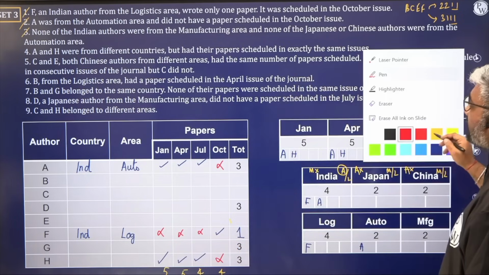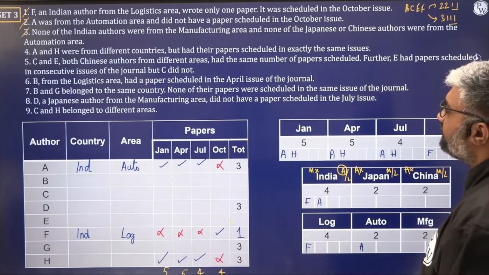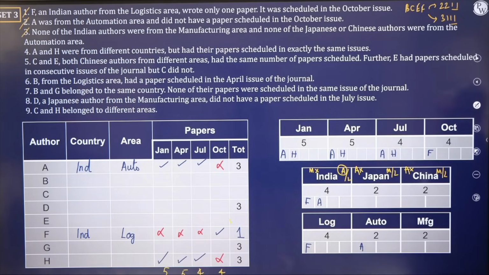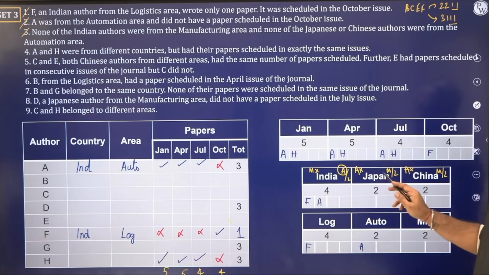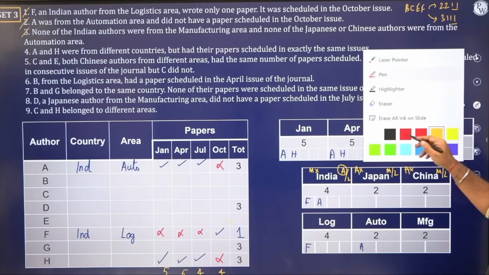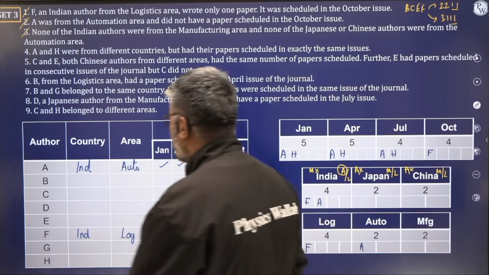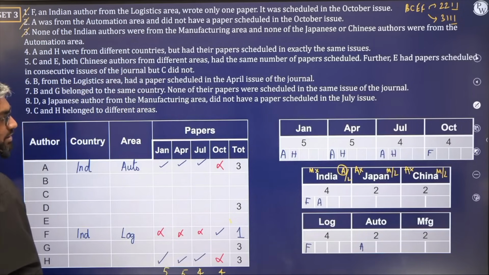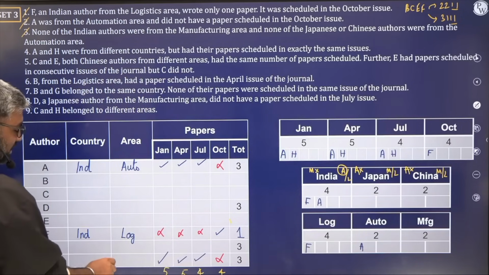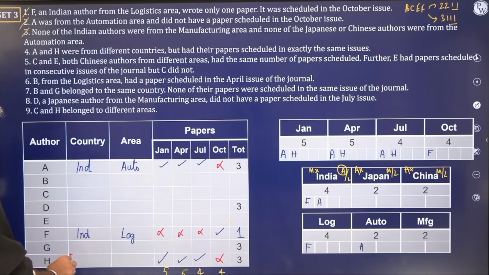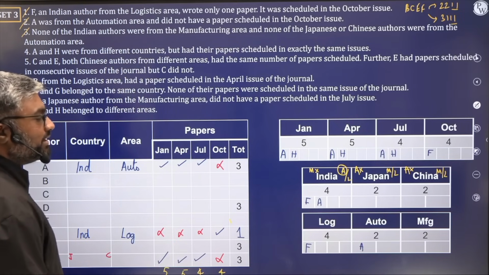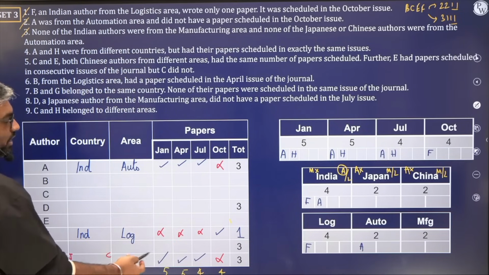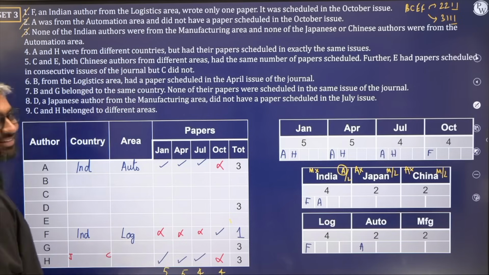What else are they saying? In the first part of the clue, they're saying A and H were from different countries. Okay. So if A and H are from different countries, A was from India, H could either be from Japan or from China. We're not really sure. We're going to keep this as a question mark. Let's see where it takes us, okay? So H could either be from Japan or China. I'm going to keep one case to be Japan, the other case to be China. We are not sure. And if he is from Japan or China, then it has to be either manufacturing or logistics, not logarithms.